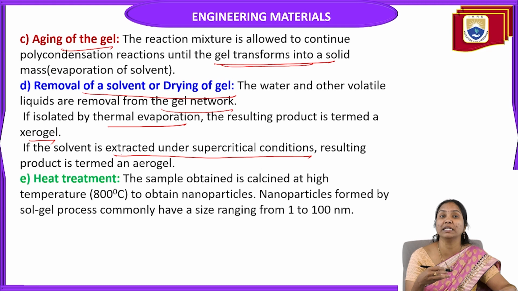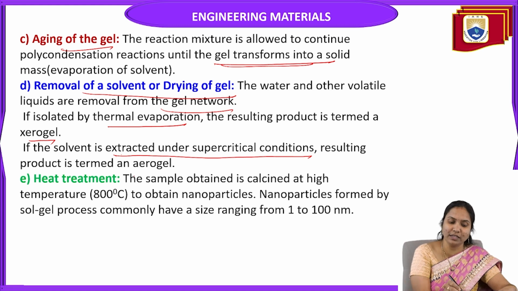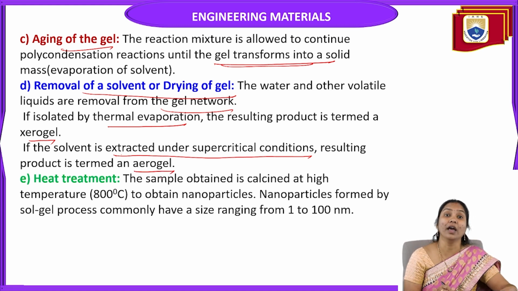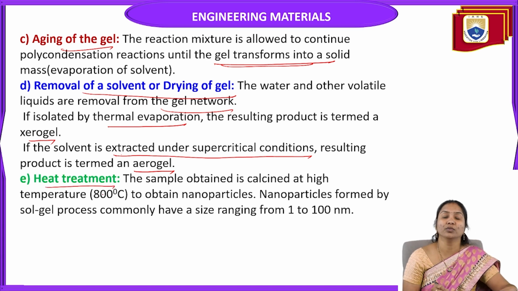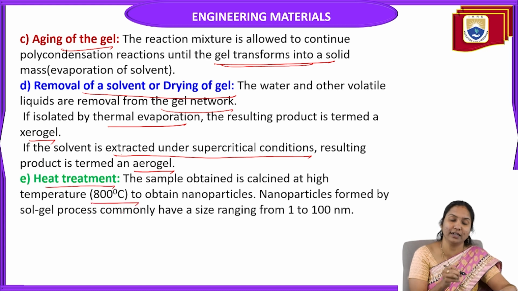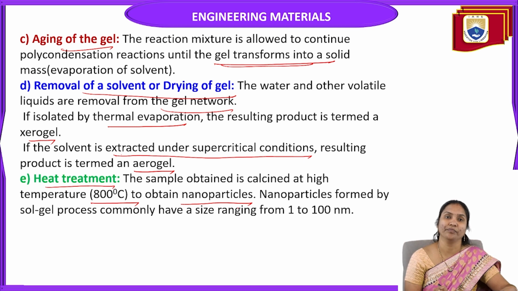for this purpose we are using special equipment. We are heating under supercritical conditions, and the resulting product is termed aerogel. The final step is heat treatment. The sample obtained is calcined at a high temperature, that is 800 degrees centigrade, to obtain nanoparticles. The nanoparticles formed by this sol-gel process commonly range in size from 1 to 100 nanometers.